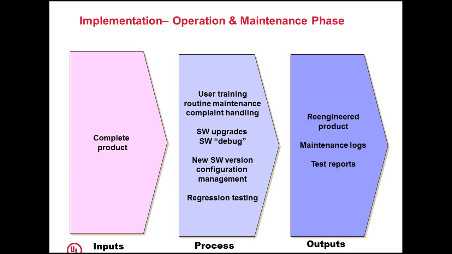Maintenance phase: you have the complete product, and then you have the user training and routine maintenance, such as patch upgrades. Complaint handling: if there are any specific complaints, you take that feedback, analyze it, and then issue a patch upgrade or decide what actions to be taken. It could be a new software version, and when you go through that, you do regression testing to ensure that the complete software is working fine. The output over here is a re-engineered product or maintenance logs, and the test reports related to those things.